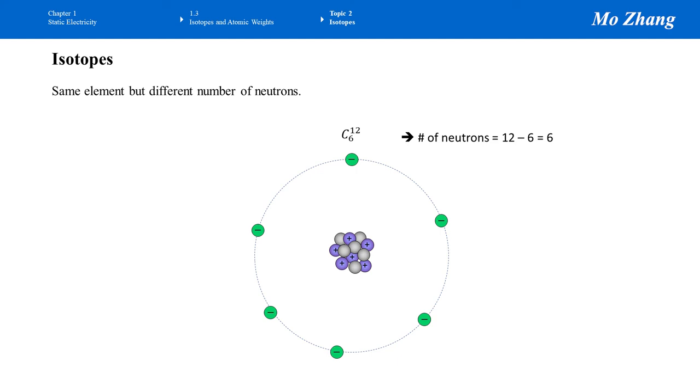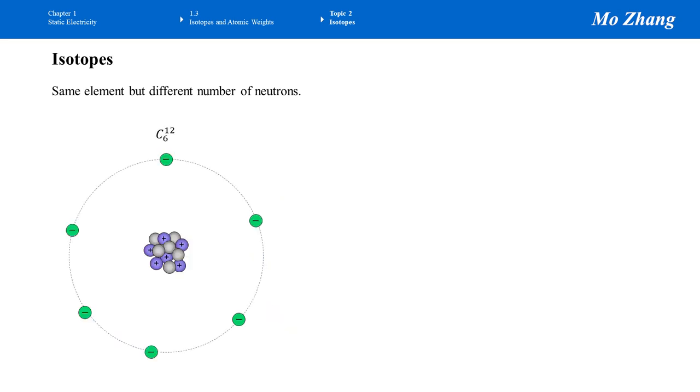Since the subscript 6 indicates the proton number, 12 means the total. So we use the 12, subtract the 6 protons. There are 6 neutrons for carbon 12. Let's put this carbon 12 over here. Next, we have a carbon 14.